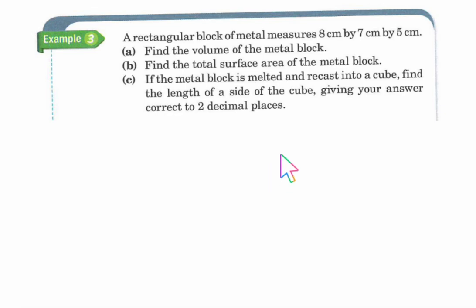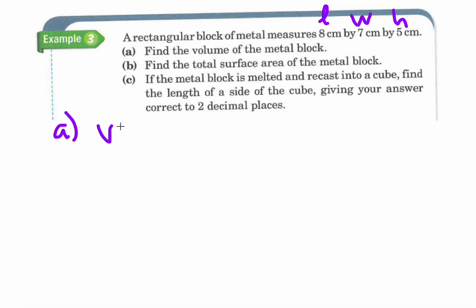Okay, example 3. A rectangular block of metal measures 8 centimeters by 7 centimeters by 5 centimeters. So that's your length and your width and your height. Find the volume of the metal block, then find the total surface area. And then part C is asking you if the metal block is melted and recast into a cube, find the length of a side of the cube, giving your answer correct to 2 decimal places. Ooh, that one's challenging. Pause the video and try it on your own first.